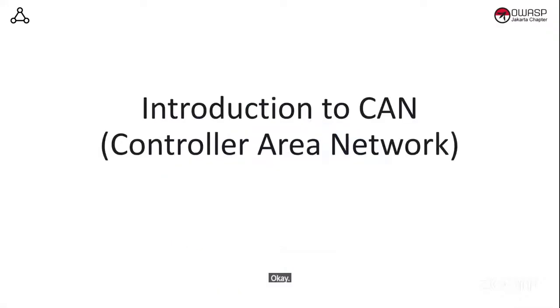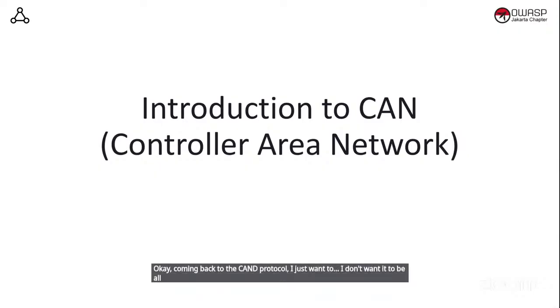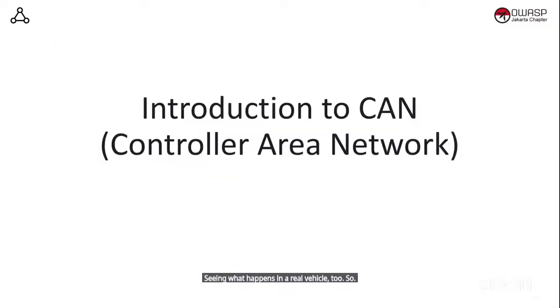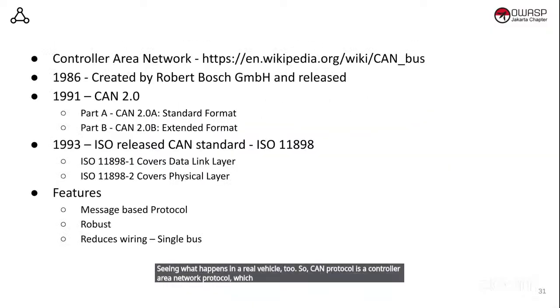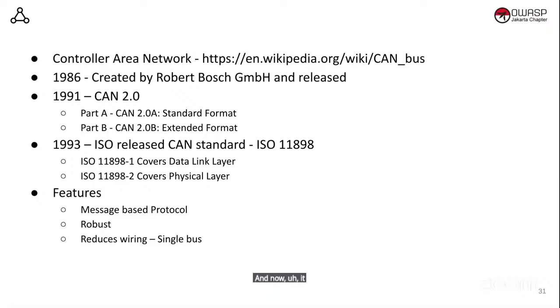Okay, coming back to the CAN protocol, I don't want it to be all theory. I just want it to be a little bit practical, seeing what happens in a real vehicle too. So CAN protocol is the Controller Area Network protocol, which was developed by Bosch back in 1986. And now it is being used in every single vehicle, including the Mars rover. Not just vehicles: industrial manufacturing, rovers which NASA is sending, and a lot of other embedded systems, airplanes, etc.